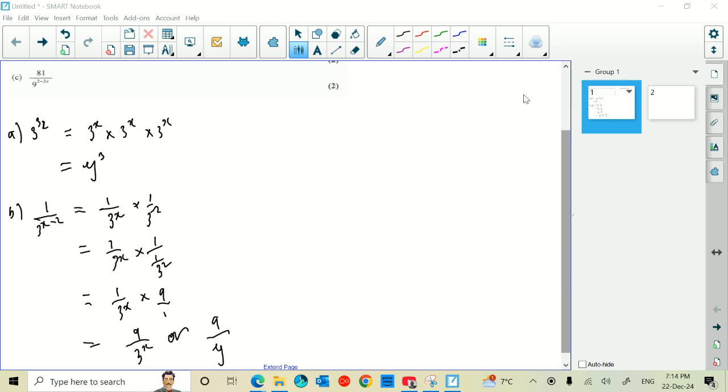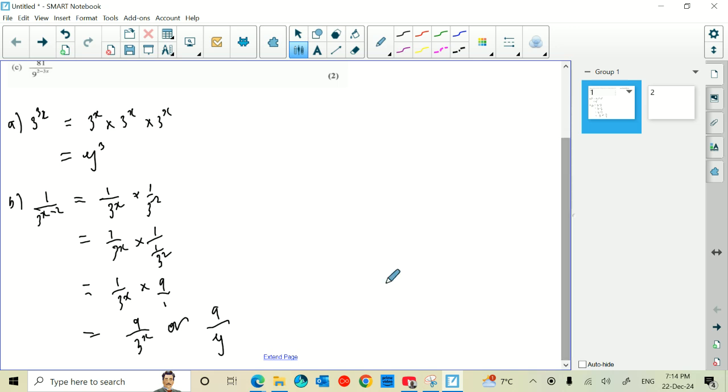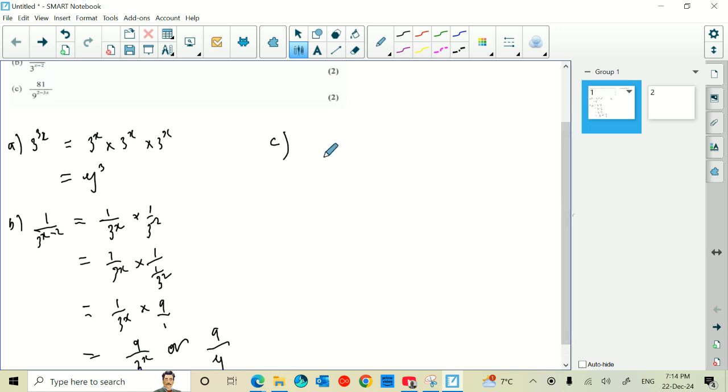So part C now, and let's just move that, scroll down and extend the page, or we can do part C up here, in fact. Now part C says 81. Well, 81, that's 3 to the power of 4 over 9 squared minus 3x. Well, 9 squared is 3 squared multiplied by 2.